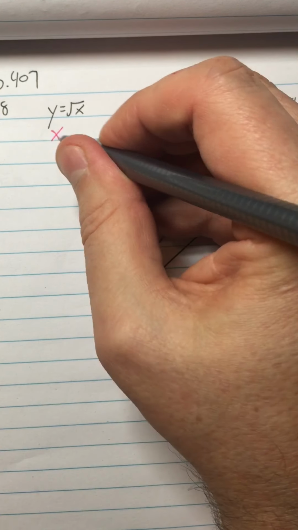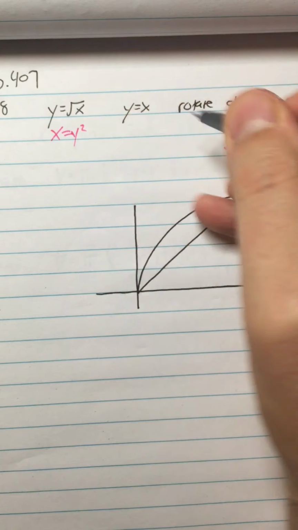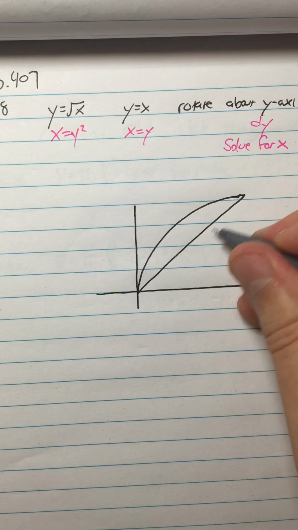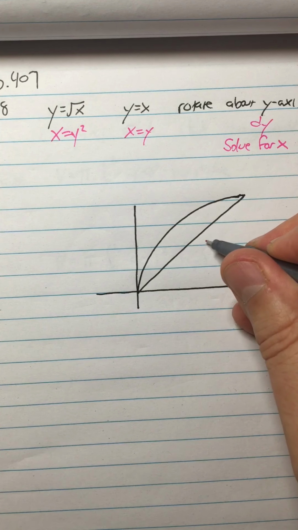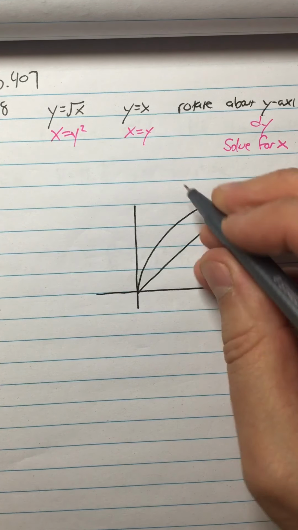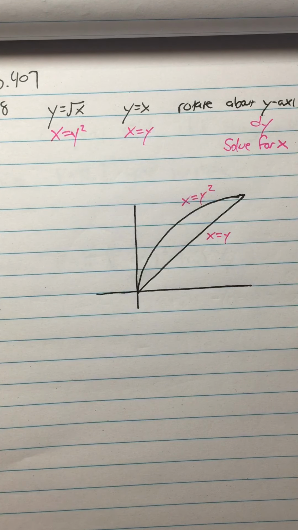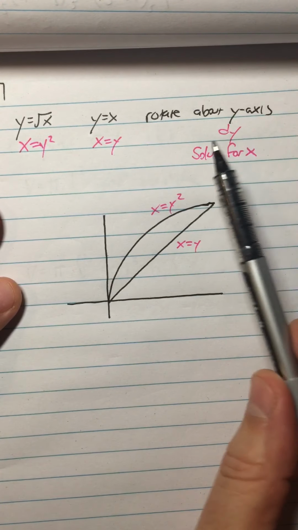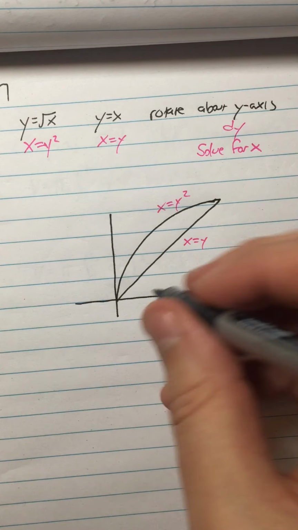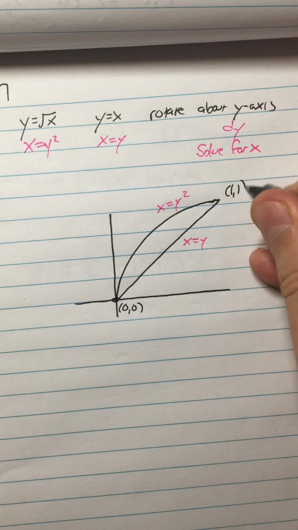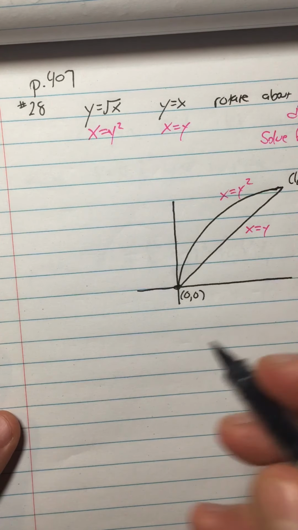This one's pretty easy to do. This one's x equals y squared, and this one's x equals y. We don't even really need to do anything there, but we need to think of this not as the line y equals x, but the line x equals y, and this is the curve x equals y squared. Now we're rotating it around the y-axis. By the way, it's easy enough to figure out that this is the point 0, 0, and this is the point 1, 1.